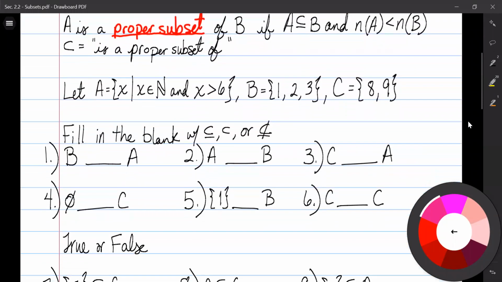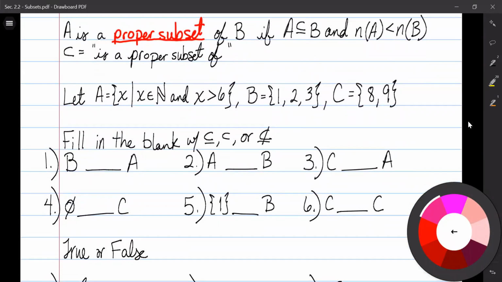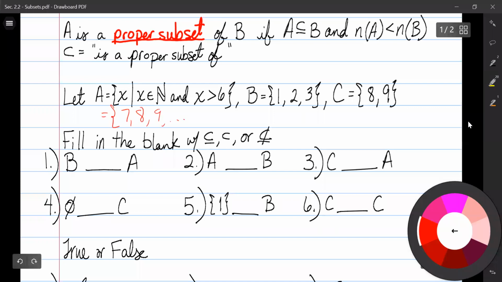So let's look at some examples. It says A is the set of all natural numbers greater than 6. If we wanted to write that using the roster method and just list them out, that would start at 7 and then it would be 8, 9, etc. from there. Everything's bigger than 6. And then B has 1, 2, and 3, and C has 8 and 9.